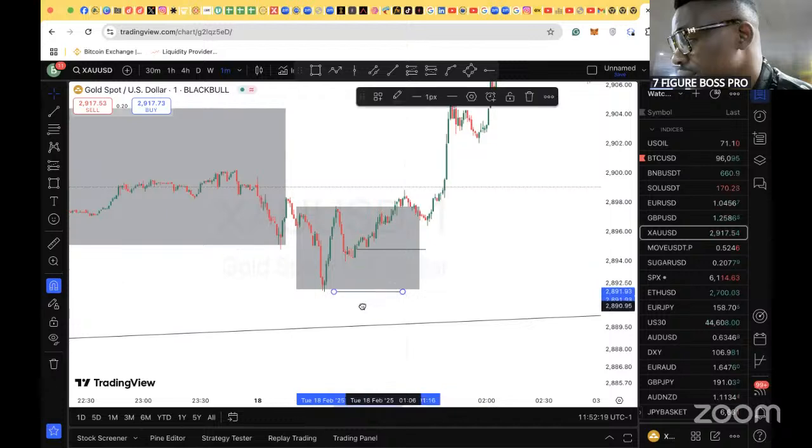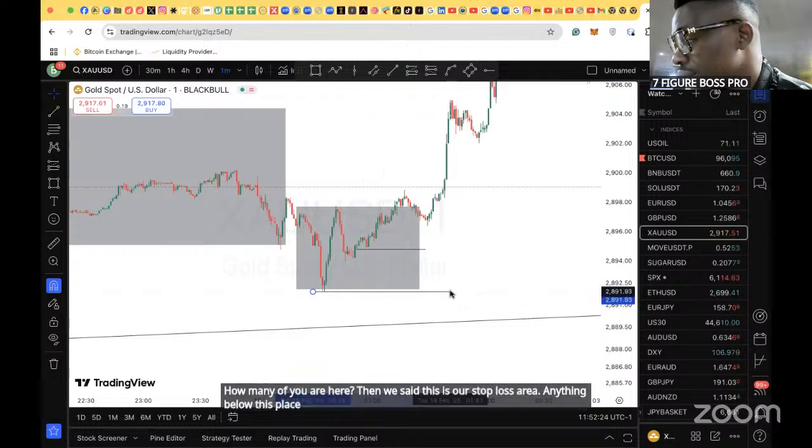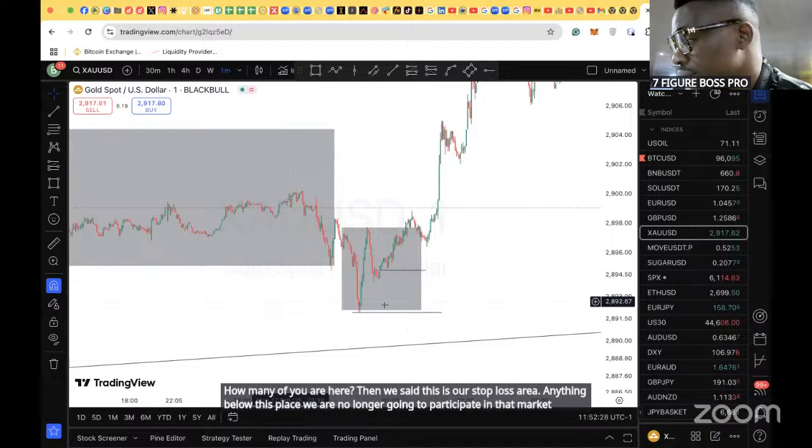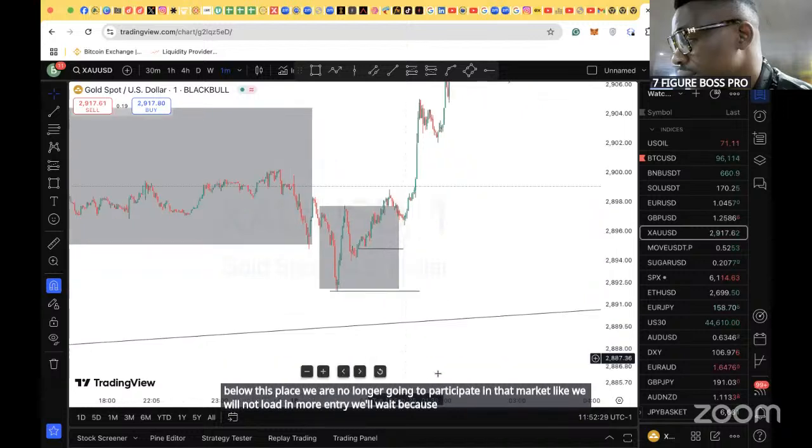Then we said this is our stop loss area. Anything below this place, we are no longer going to participate in that market. We will not load in more entries. We will wait, because price is going down, down, down to another entry below.